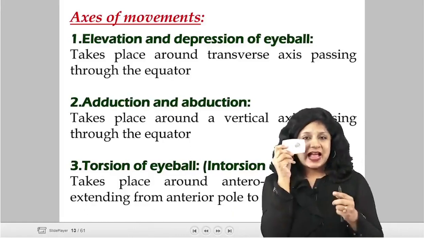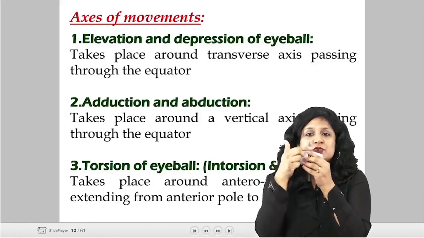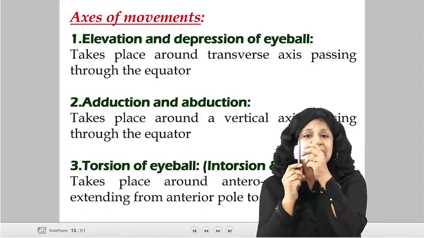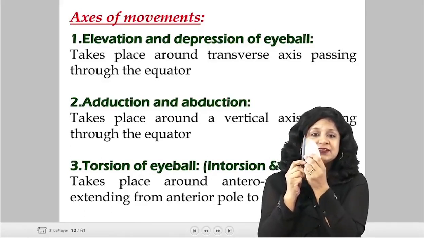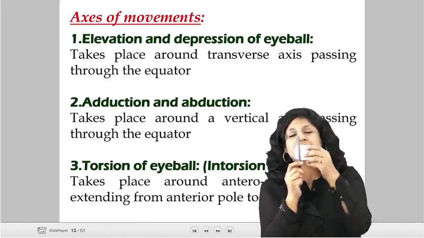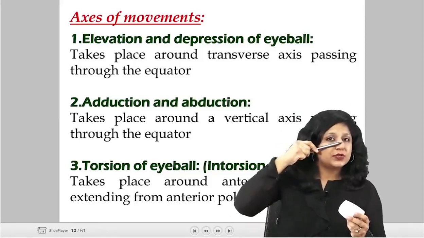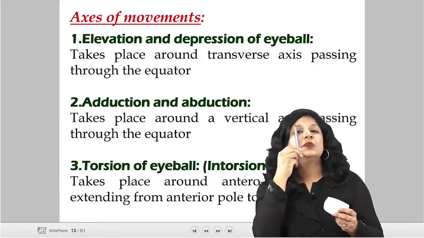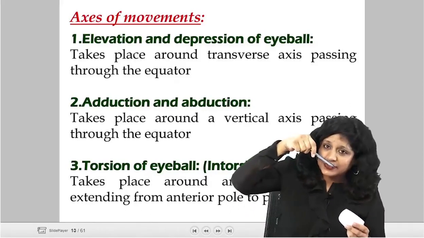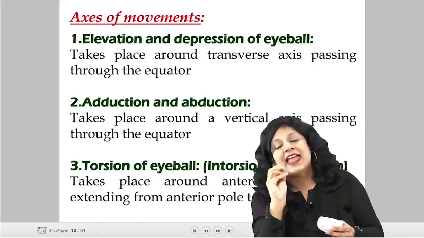So suppose this is the eye here and I am talking about the rotation. So this is the 12 o'clock and this is your 6 o'clock, right? Now this eye can rotate something like this inward, or it can rotate something like this. So this is outward. Are you getting it? The eye can rotate towards the nose, or the eye can rotate towards the ears. So if it is rotating medially, it is intorsion, and if it is rotating laterally, it is extorsion.